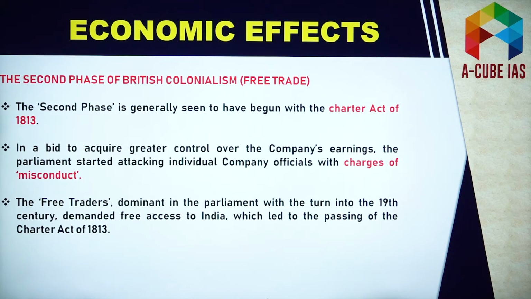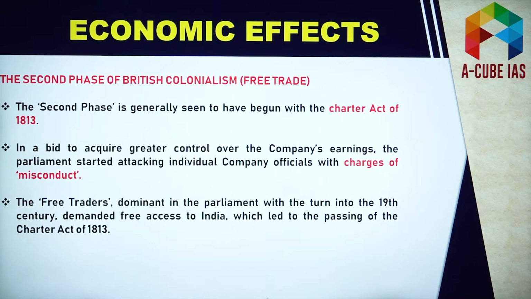Now let's move to the second phase of British colonialism. This second phase is generally seen to have begun with the Charter Act of 1813. Because of this Charter Act of 1813, the company lost its monopoly trading rights in India. And this second phase ended in 1858, when the British Crown took over the direct control and administration of all British territory in India.